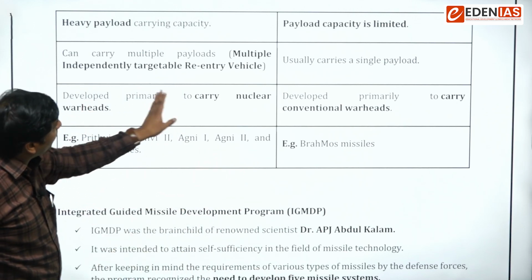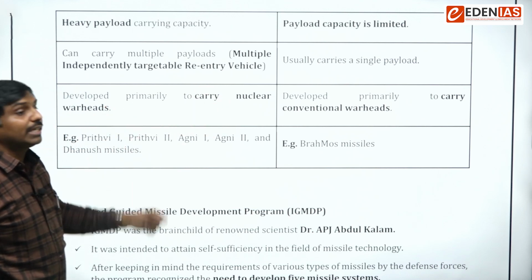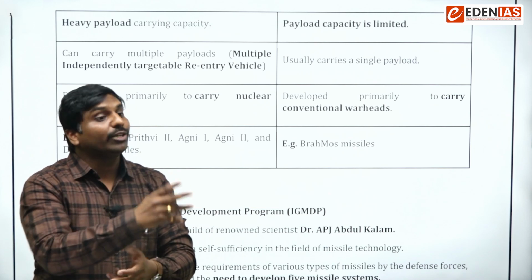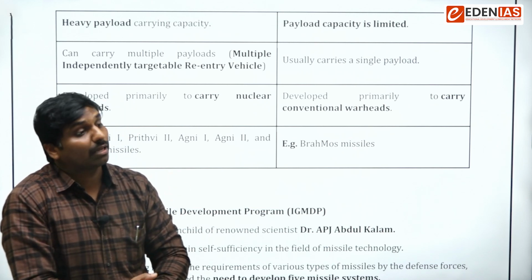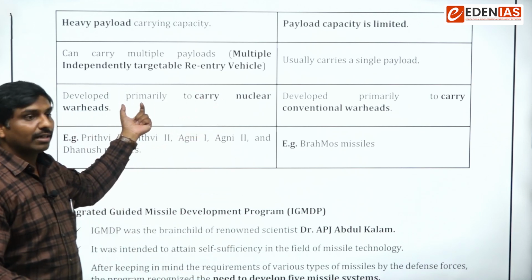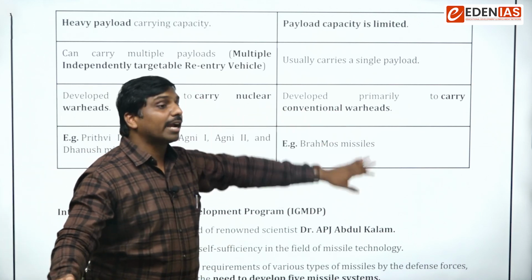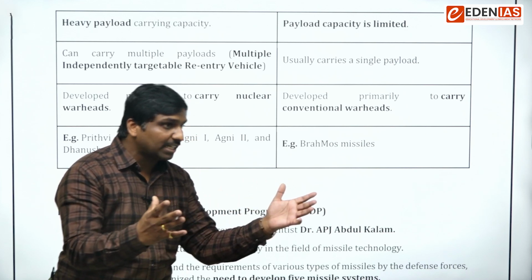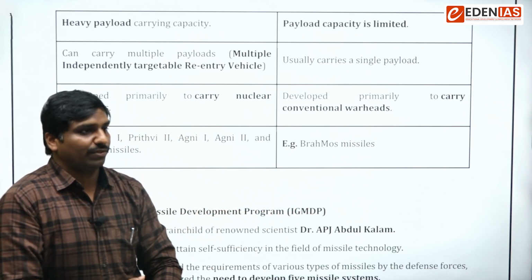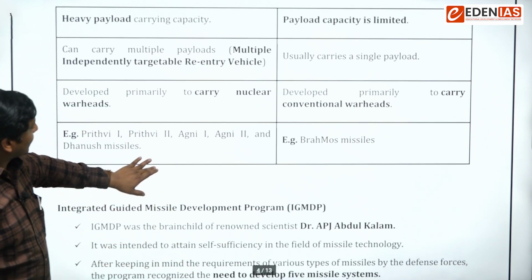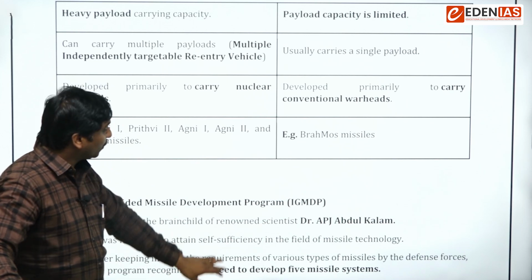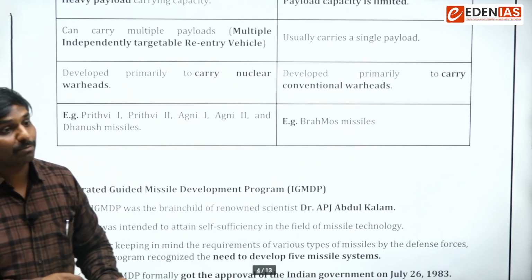Ballistic missiles were developed primarily to carry nuclear warheads. Nuclear warheads are warheads which carry radioactive materials. Ballistic missiles are usually, and usually means generally, used for carrying nuclear warheads. Whereas cruise missiles will carry conventional warheads, which have chemical explosives. So these are examples of ballistic missiles, and these are examples of cruise missiles. So this is with respect to types of missiles.